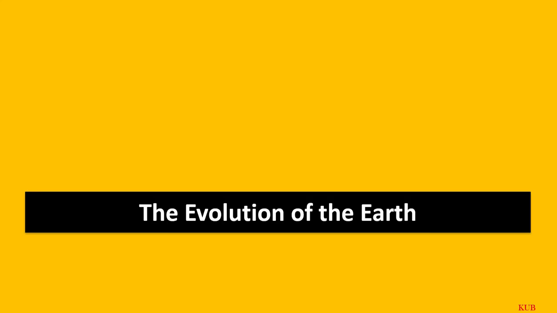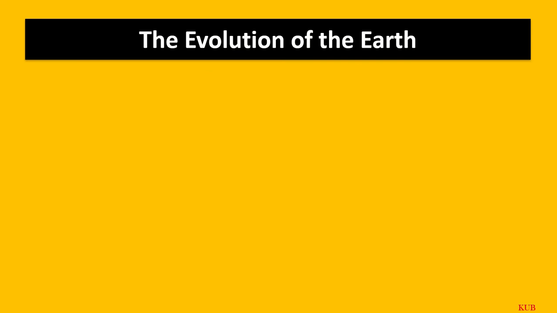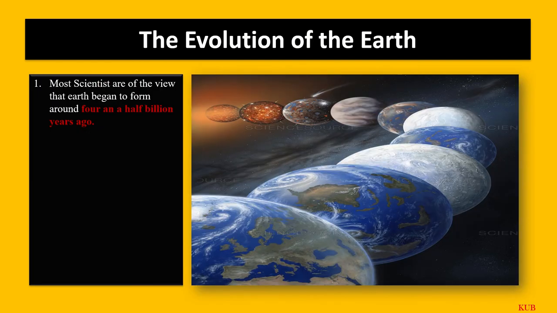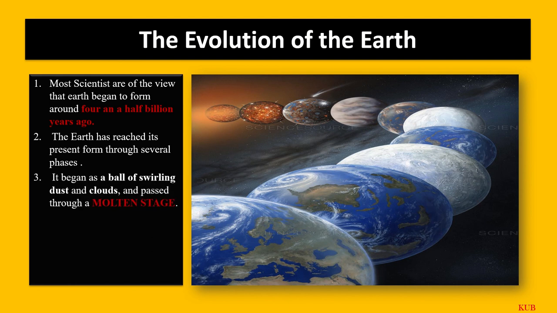Let's learn about the evolution of the Earth. Scientists are still debating about how our Earth was formed. Most scientists are of the view that the Earth began to form around 4.5 billion years ago, and the Earth has reached its present form through several phases. It began as a ball of swirling dust and clouds and passed through a molten stage.